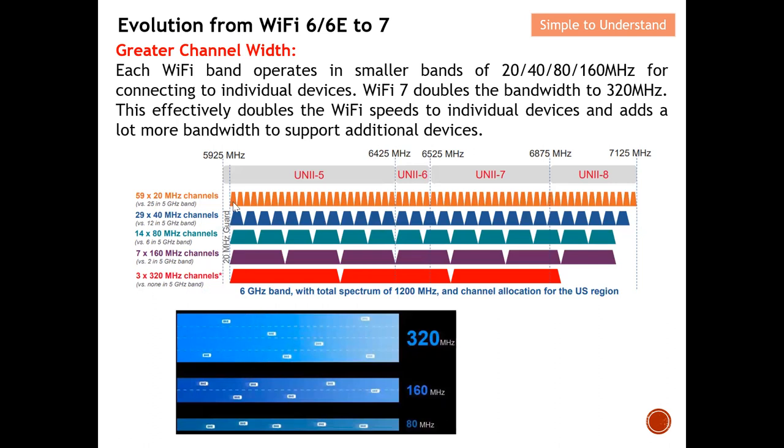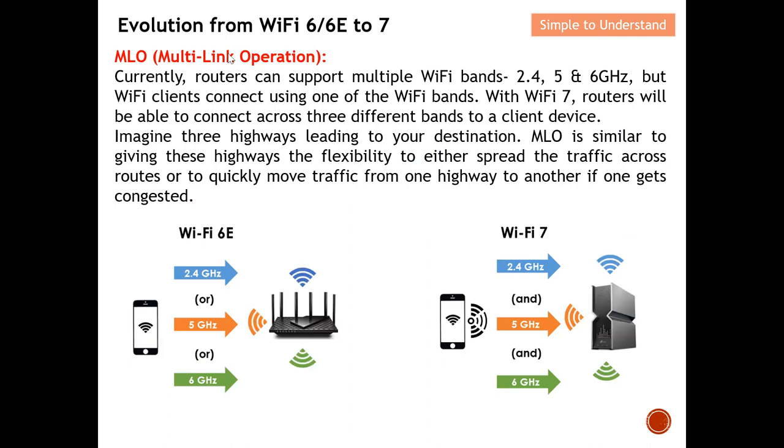Okay, so basically, this is reason number two. By having a higher channel bandwidth, it can increase the speed and also increase the number of users. Next, what is MLO, which is called multiple link operation?